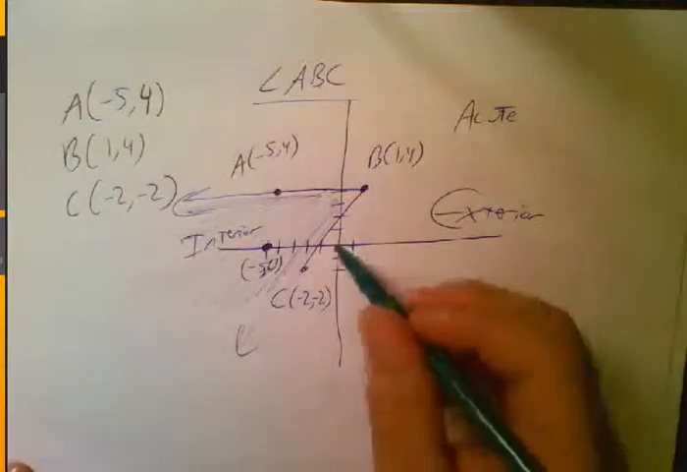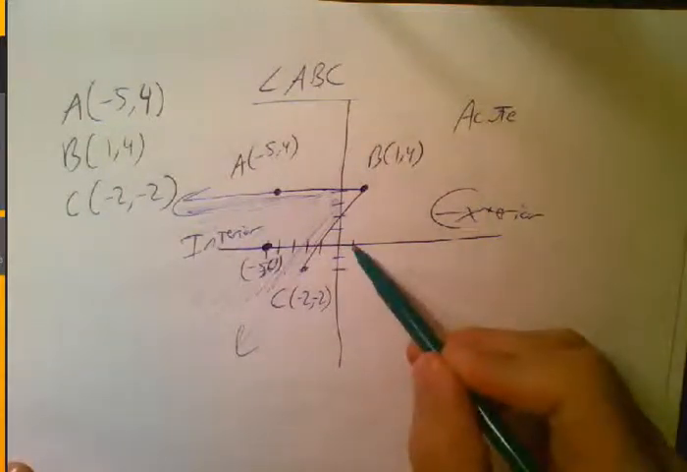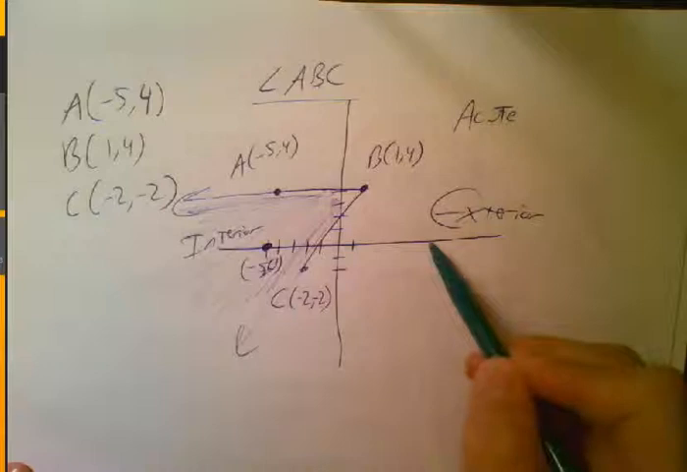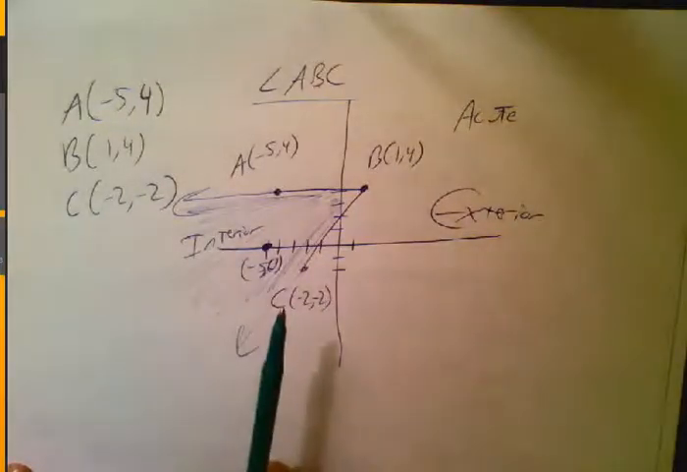If they ask for a point on the exterior, well, that would be easy too. Just pick one like out here, somewhere where it's clearly not inside the angle. Okay? I think that takes care of that type of question.